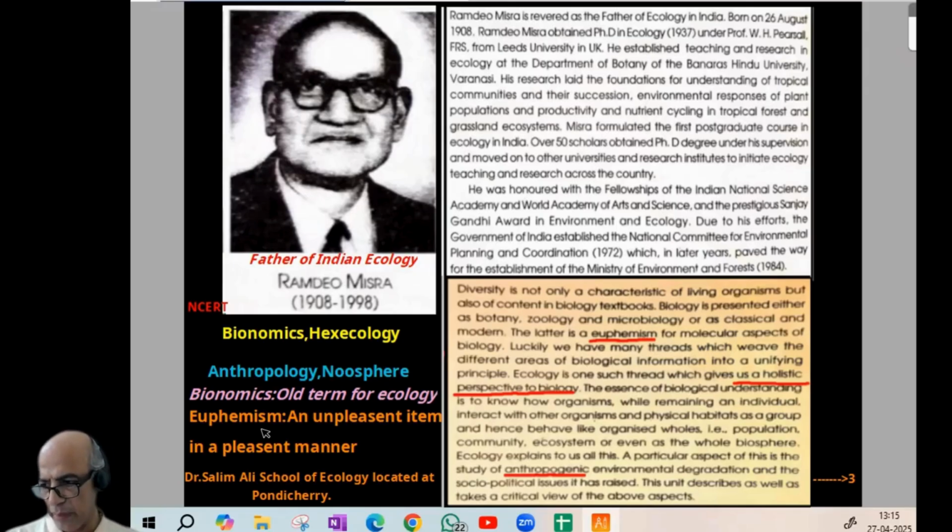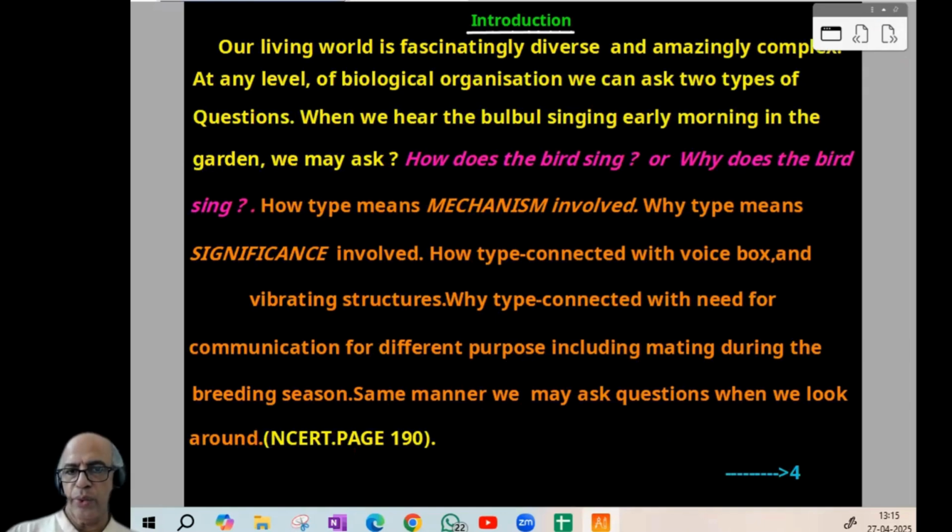This part not direct from NCERT. These three direct from NCERT. This is some of it previously came. That is why given there. Euphemism is there in NCERT. Anthropology is there. Now we are entering into an introduction.